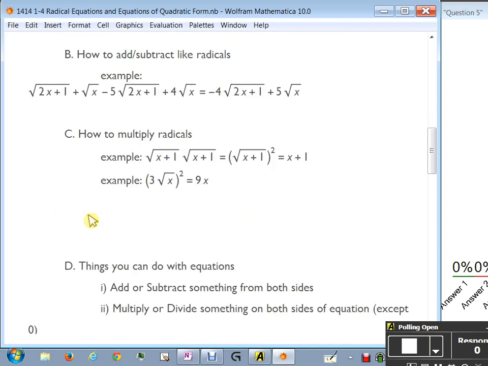Also, multiplying radicals. If I have the square root of x plus 1 times the square root of x plus 1, then it's basically squaring it. And when you square a square root, what happens? It basically goes away, right? And you just get what's underneath. You should also be aware that if you square something like 3 times the square root of x, the square root's going to go away on the x, but what happened to the 3? It also got squared, right? So you have to pay attention to that. If there's a number out front and you square, it's going to square that number also.